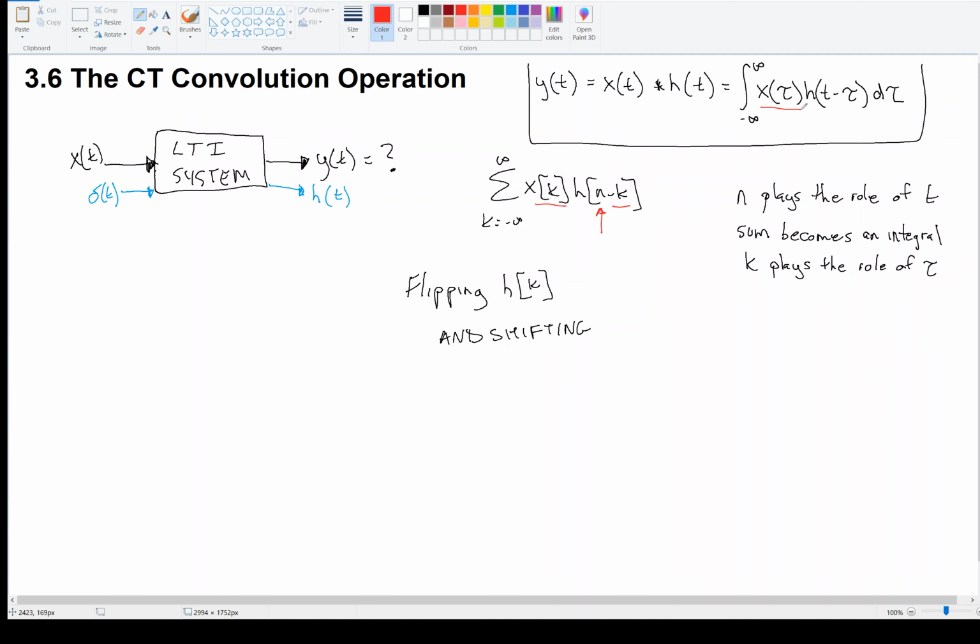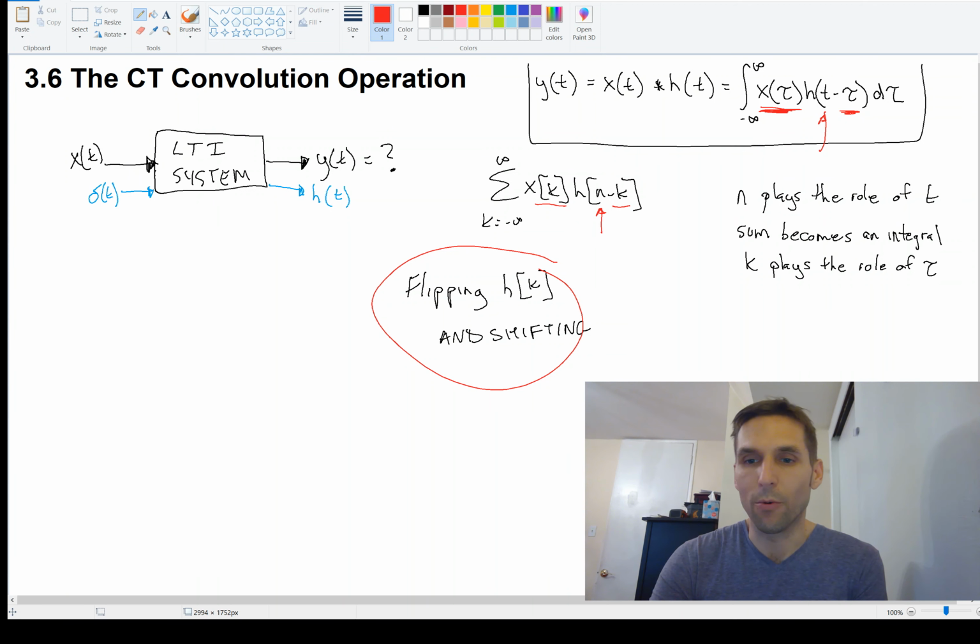So same thing here. Tau is now, we can take the perspective of being the independent variable. So x of tau, h of minus tau. So we're going to flip it. We're going to plot it versus tau, flip it to minus tau, shift it by t. So the strategy of flipping h and shifting it still holds. Okay, and that's the method. That's the main method that we're going to use to solve these convolution problems, which can be found in the next few examples. So let's check them out.